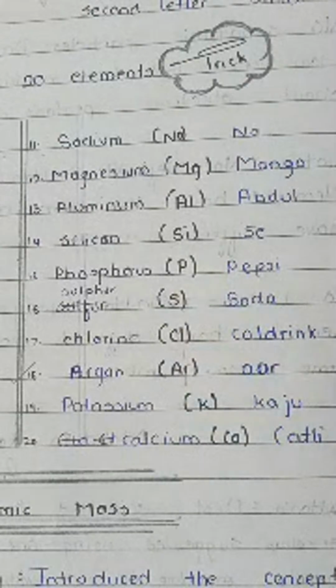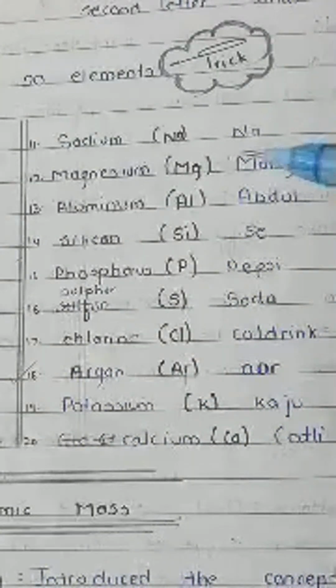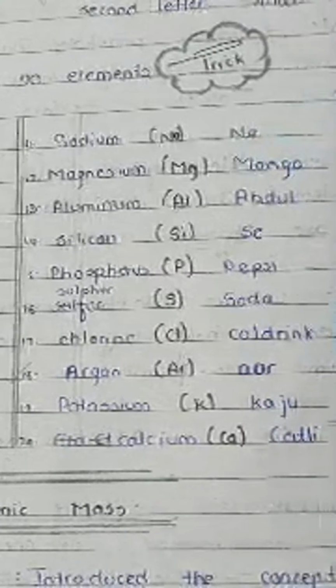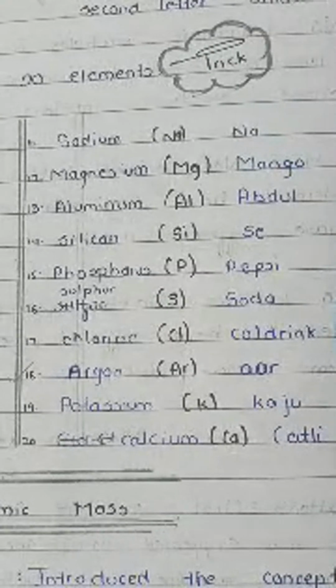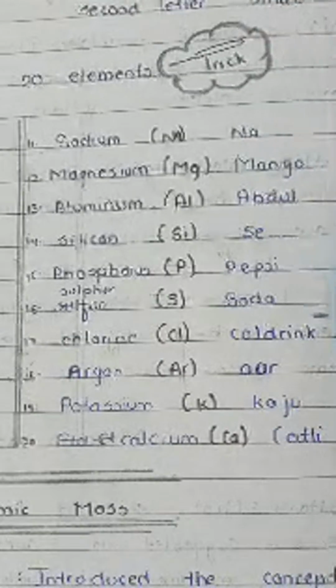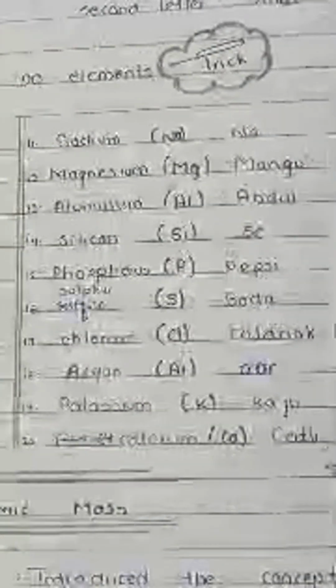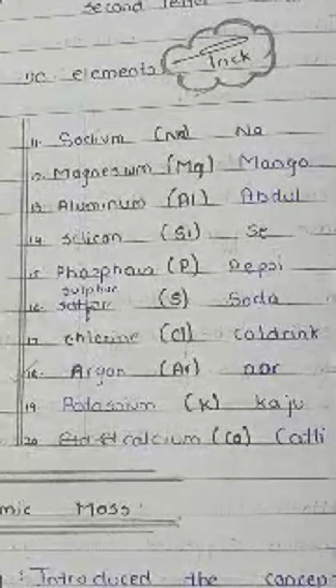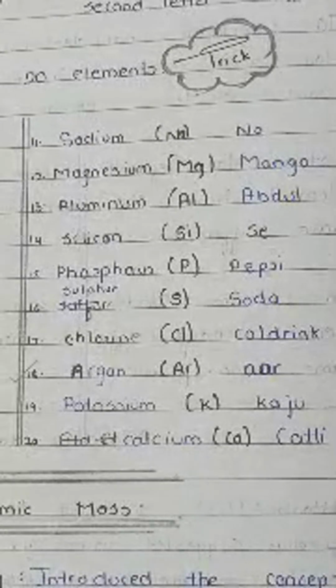In that we will see a trick for this. Na Mango Abdul Se Pepsi, Soda, Cold drink aur Kaju Katli. This is the trick we have taken from TMKOC. So let's read both the tricks again.